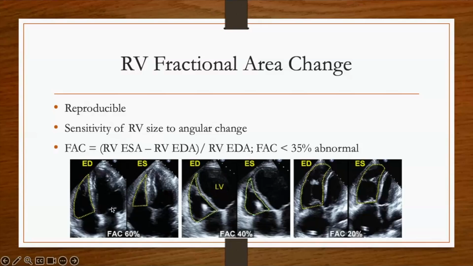And here are examples of 60% change, 40%, and 20%, with the RV being very dilated here. It is a reproducible measure, and it can be again affected by the angulation if we don't have that RV focus view.